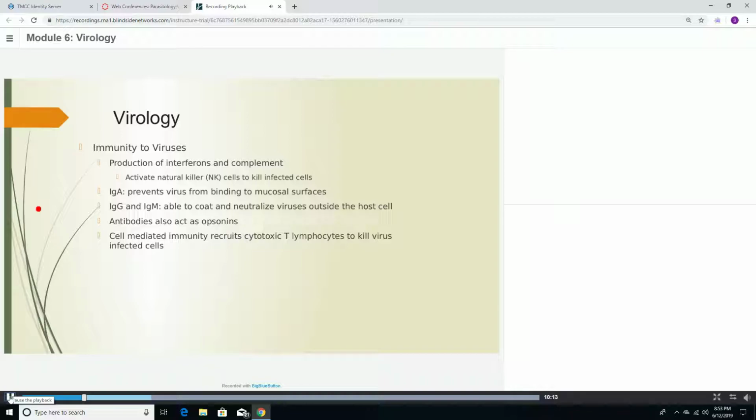Once our body recognizes the viruses as foreign objects, the body is going to produce antiviral proteins such as interferons and complement. Interferon alpha and interferon beta activate natural killer cells, which limit viral production by recognizing and killing virally infected cells. And this process is known as antibody-dependent cell-mediated cytotoxicity.